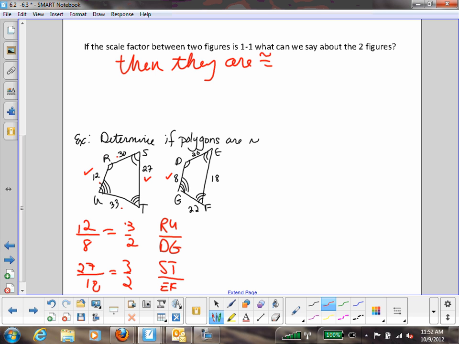Okay, so far it looks good, right? But just because 2 of them work doesn't mean that the other ones are going to work. So we have to do this comparison for all of them.